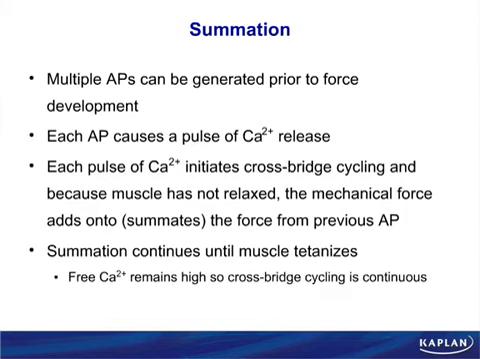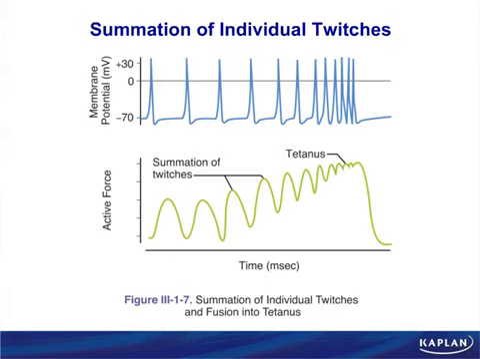Tetany is when free cytosolic calcium remains high, so crossbridge cycling is just continuous. It just never stops. As long as we have high calcium, it's binding to troponin, tropomyosin's out of the way, actin and myosin can interact. And that is tetanus. Let me show you a figure of that on the next slide. So the upper picture shows membrane potential for the skeletal muscle. The lower shows the active force.